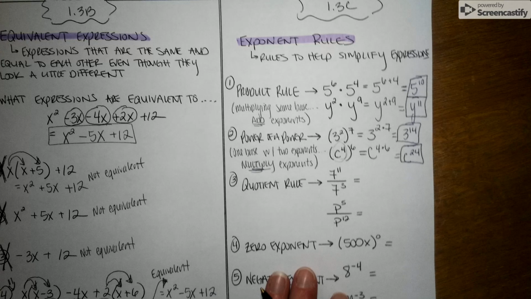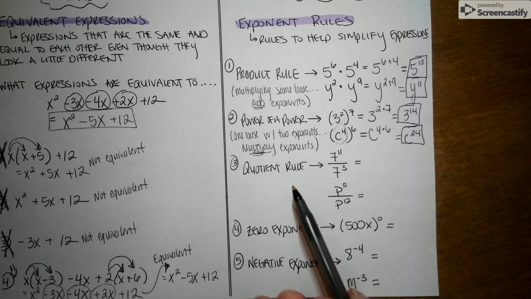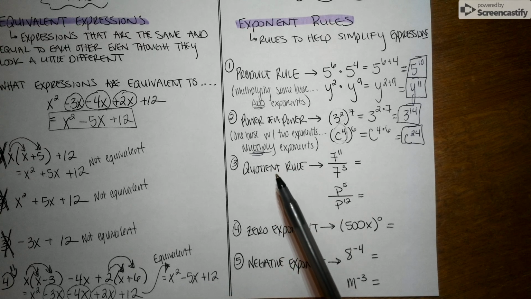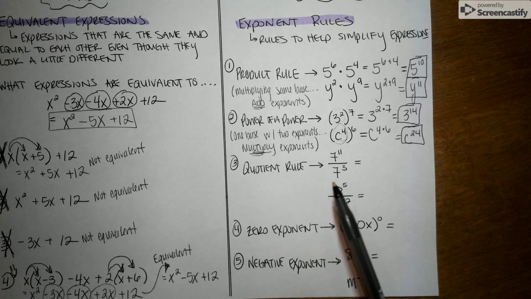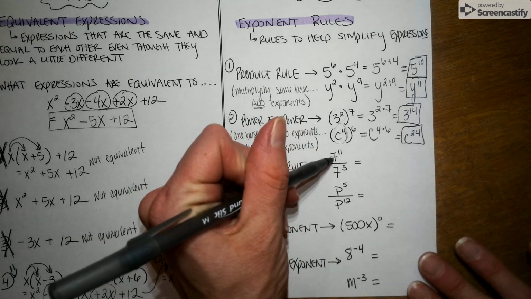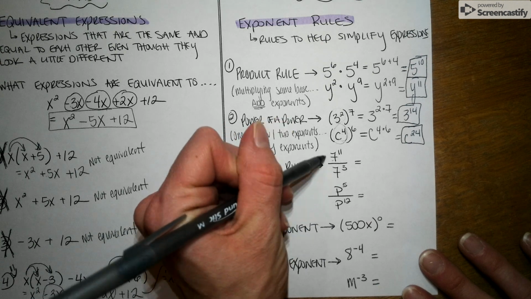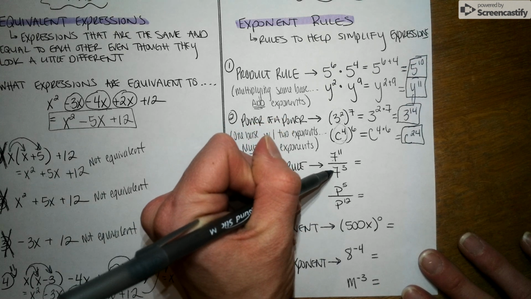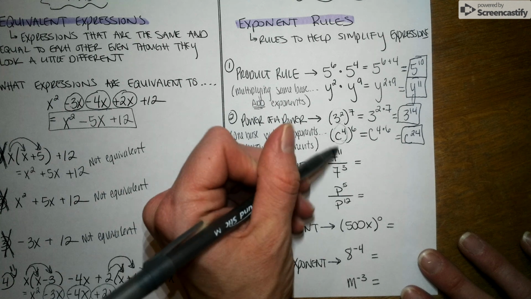Third rule is called the quotient rule. The quotient rule, if you notice, or you will end up seeing, is slightly the opposite of the product rule, which we talked about first. In the quotient rule, I have 7 as my base in the numerator and 7 as my base in the denominator, and I just have different exponents.